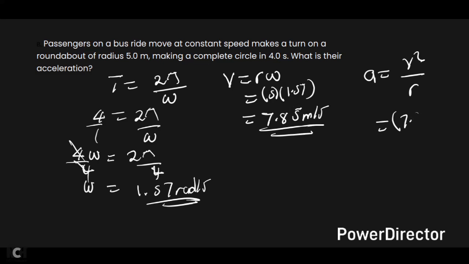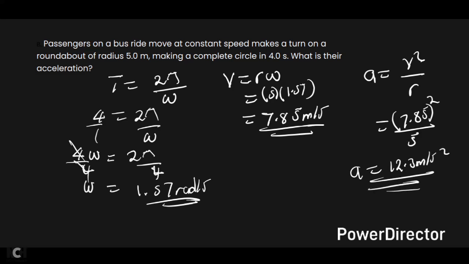So the velocity we have already found is 7.85, squared, divided by the radius. What's the radius? The radius is 5. So you square that one and divide by 5. Then you find 12.3 meters per second squared. So this is how you solve your question.